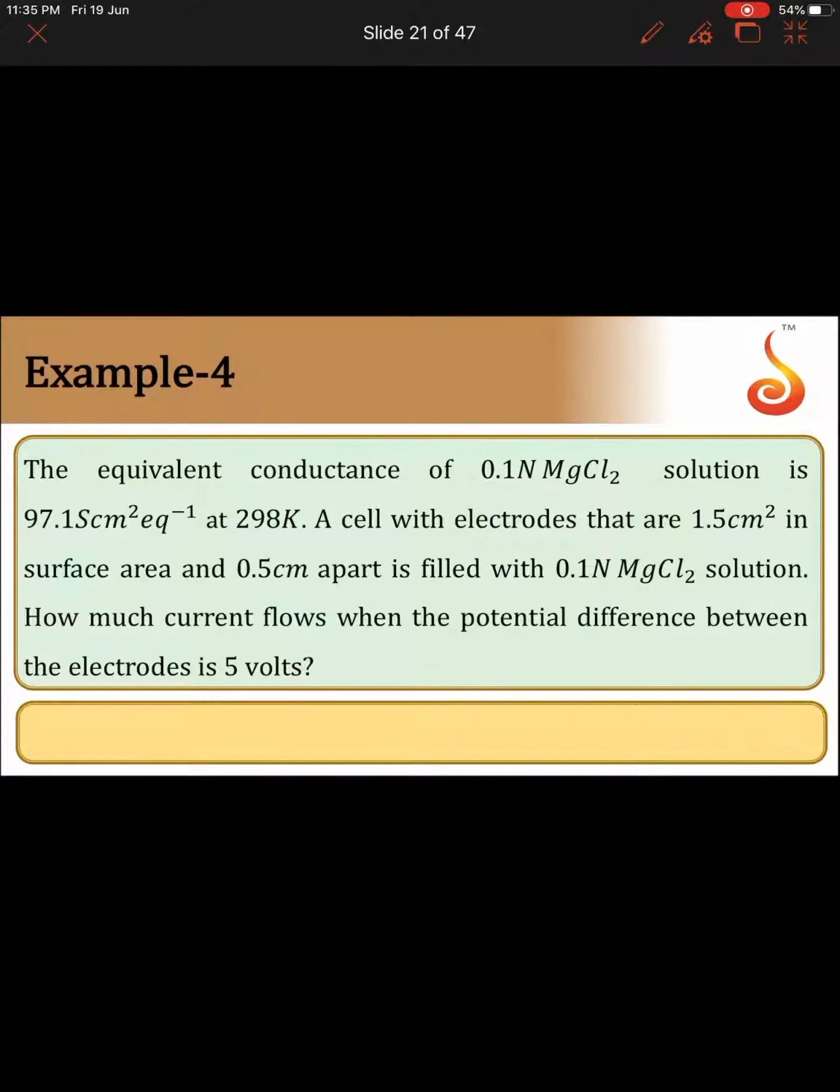Here first we'll calculate the K value by using concentration and equivalent conductance. Equivalent conductance is given in centimeters. So lambda eq is equal to K into 1000 by C. So here lambda eq value 97.1 is equal to K into 1000 by C. Concentration is 0.1. If you calculate, K value will be 9.71 into 10 power minus 3 Siemens centimeter inverse.